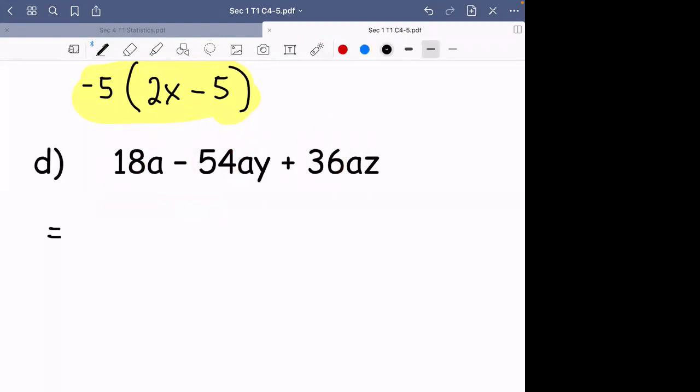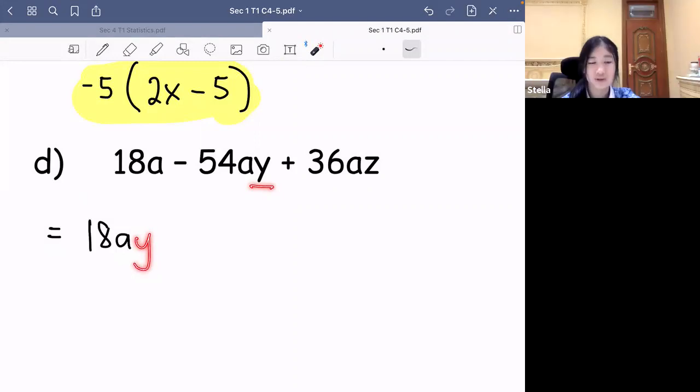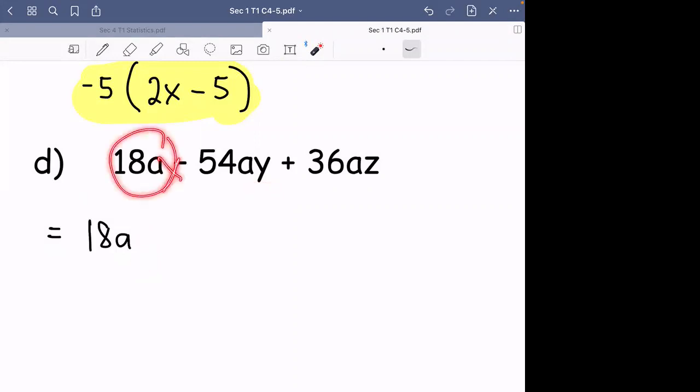How about the variables? Can we have a common variable? Of course, it's A. Every term has A, so we will add A here. How about Y? Can we put Y as our common factor? Yes or no? No, right? Because your first term doesn't have Y. Even your third term doesn't have Y. So it's just A, because A is common among those three terms. So we have 18A as our common factor.